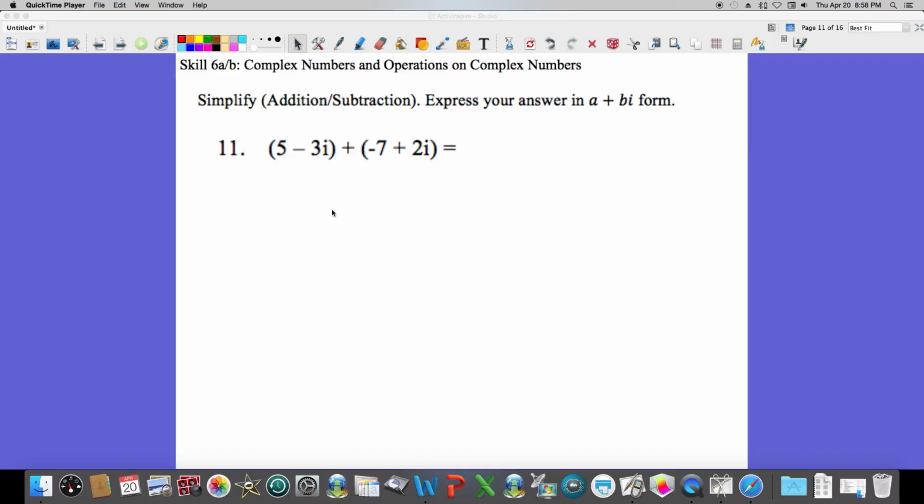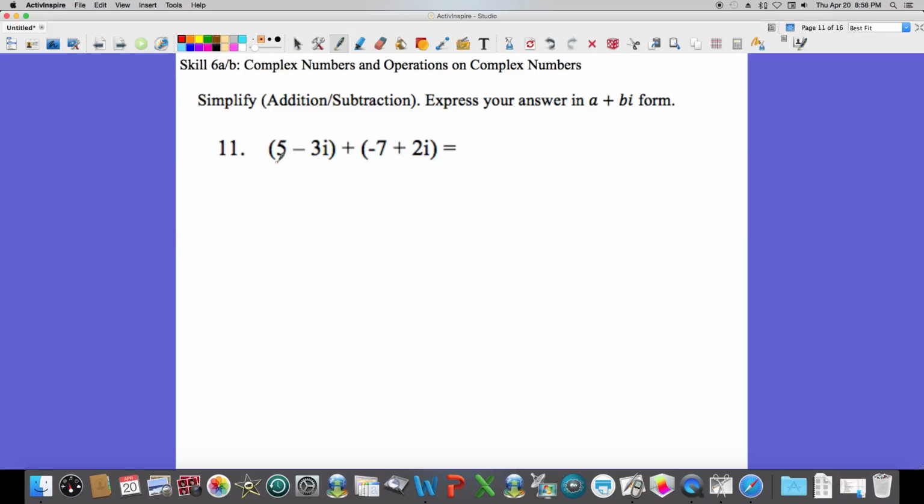According to this parentheses right here, this problem is indicating to me that we're adding two complex numbers together. We treat these like terms. The terms that do not have an i, that's called the real part of this complex number, and the coefficient in front of i is the imaginary part of this complex number, and the i is referred to as the imaginary unit.